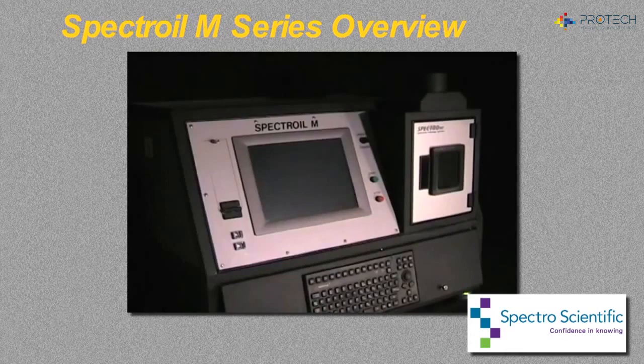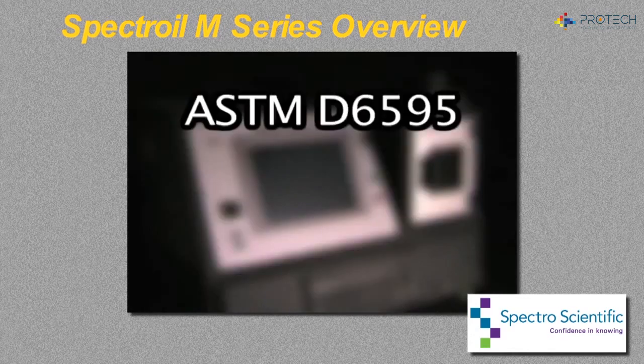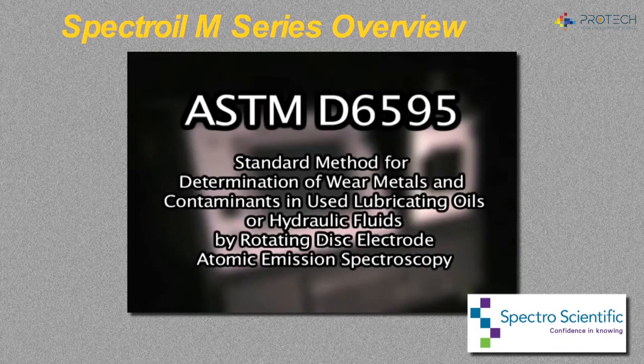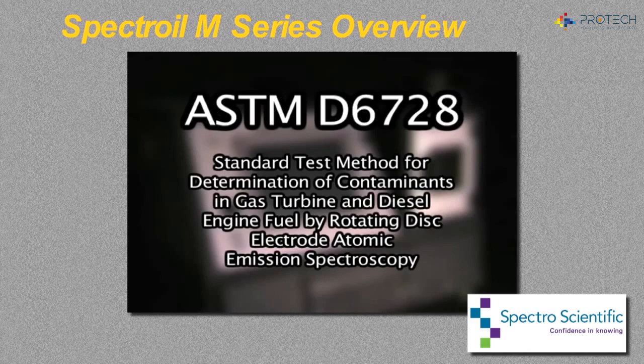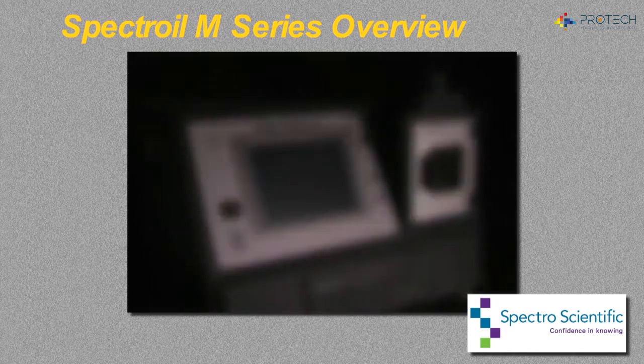For used oil analysis, it fulfills the requirements of ASTM D6595, standard method for determination of wear metals and contaminants in used lubricating oils or hydraulic fluids by rotating disc electrode atomic emission spectroscopy. And for fuel analysis, it meets the requirements of ASTM D6728, standard test method for determination of contaminants in gas turbine and diesel engine fuel by rotating disc electrode atomic emission spectroscopy.